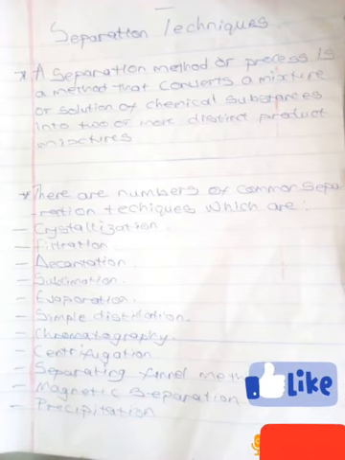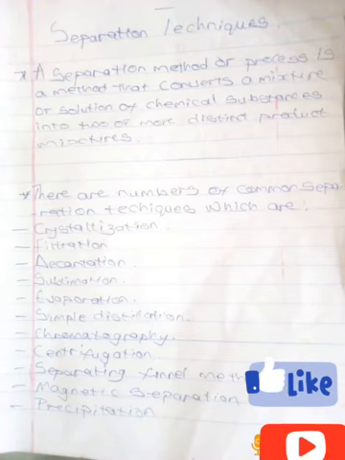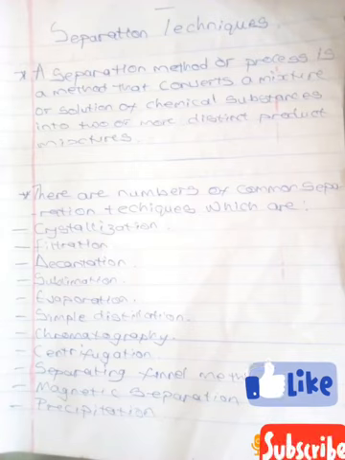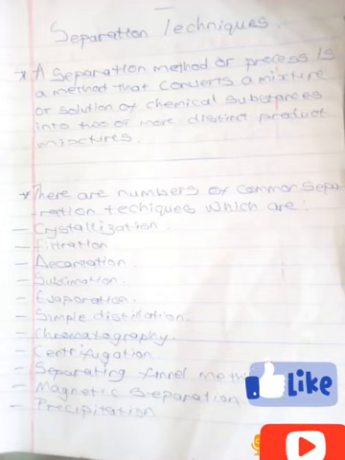There are a number of common separation techniques, which are crystallization, filtration, decantation, sublimation, evaporation, simple distillation, chromatography, centrifugation, separating funnel methods, magnetic separation, and precipitation. All these I'll be discussing in my next video, which will be the part 2 of this video. So stay tuned and don't miss it out.